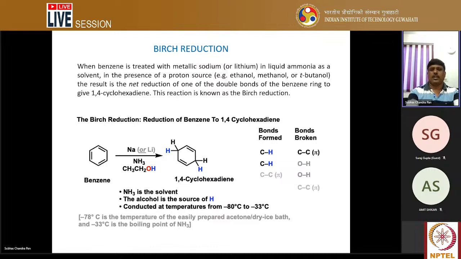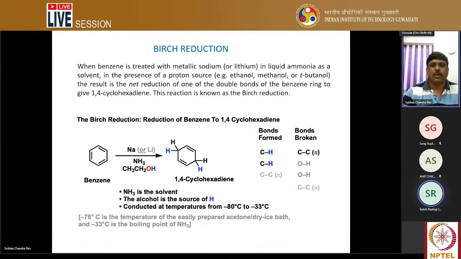Okay, can you see the slides? Okay, so Birch reduction. Okay, thank you. Okay, so we'll explain Birch reduction in more detail.